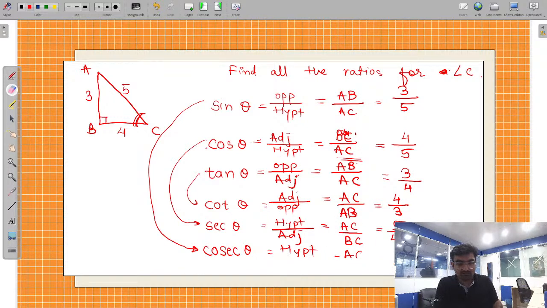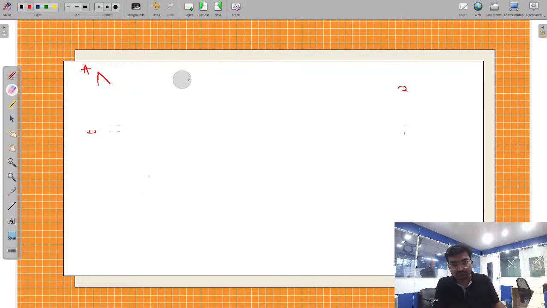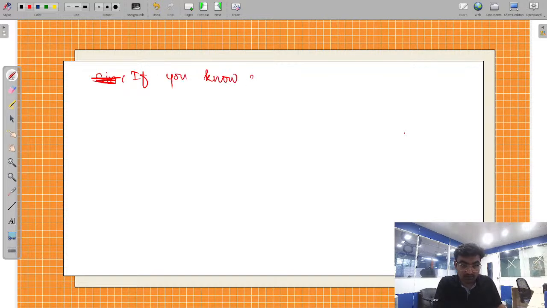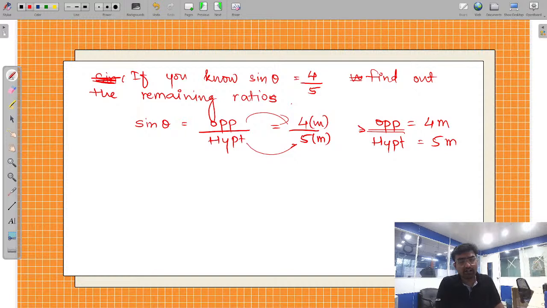Okay, I'll erase this now. Okay, now let's look at the other type of question. What if the question comes like sin theta? Okay, if you know sin theta. Okay, we don't know that, right? But now if we know opposite side and hypotenuse, we can find out the adjacent side by using the same method. Correct. Let's just draw a triangle.